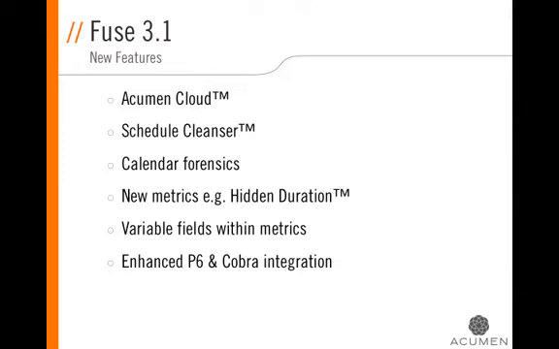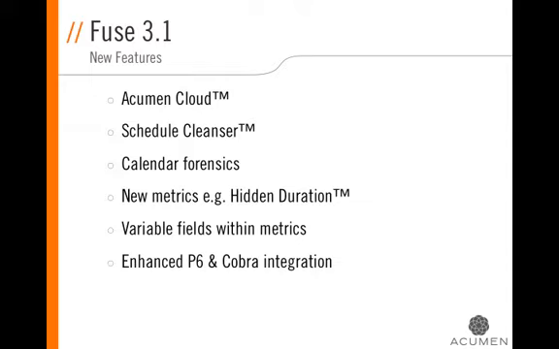Additional metrics, enhanced industry standard metrics, in addition the inclusion now of new schedule metrics such as hidden duration, which is an indication as to the relative use of leads and lags compared to the duration of activities. The ability now to use what we call variable fields within metrics, the capability to define a metric prior to actually knowing what the name or the definition of a user-defined or code field is.